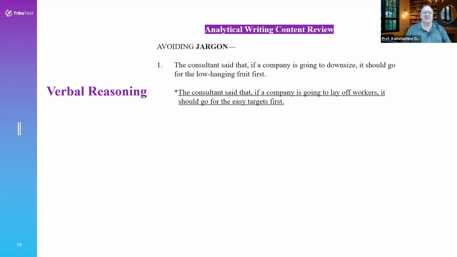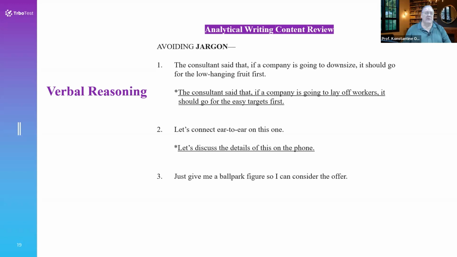Okay. Obviously, we want to also avoid jargon. The consultant said that if a company is going to downsize, it should go for the low-hanging fruit first. The consultant said if the company is going to lay off workers, it should go for the easy targets first. Let's connect ear to ear on this one. Let's discuss the details of this on the phone. And three, just give me a ballpark figure so I can consider the offer. Rewording it: just give me the cost estimate so I can consider the offer.